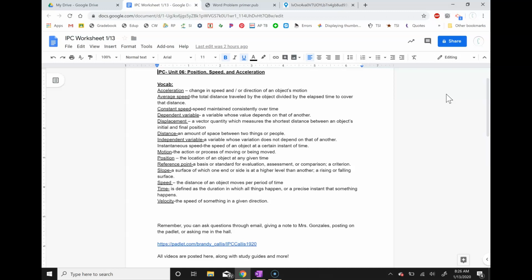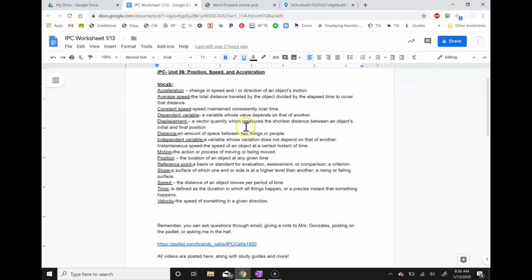Acceleration is a change in speed and or direction of an object's motion. Average speed is the total distance traveled by the object divided by the elapsed time to cover that distance. Constant speed is the speed maintained consistently over time. Dependent variable, you should have heard this in your Algebra 1 class. A dependent variable is a variable whose value depends on that of another. Displacement is a vector quantity which measures the shortest distance between an object's initial and final position.